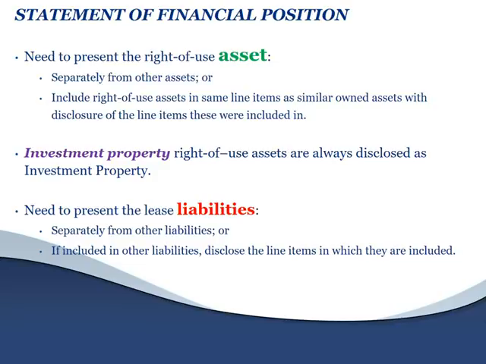Remember, obviously, for the asset, we are now going to see a right of use asset on your balance sheet. You would need to present that separately or include the right of use assets in the same line as other owned assets. And then, of course, in the disclosures, separated out. But there is going to be an increase in your assets there. For investment properties, those are always disclosed as investment property. So even if it's a right to use, if it meets the definition of an investment property, any right of use assets in that classification go under the investment property section.